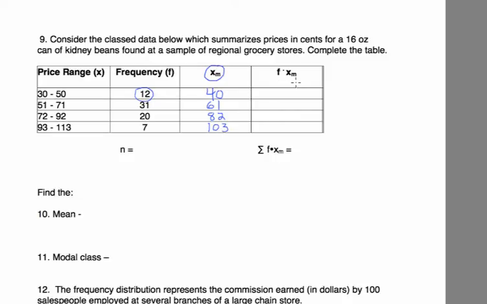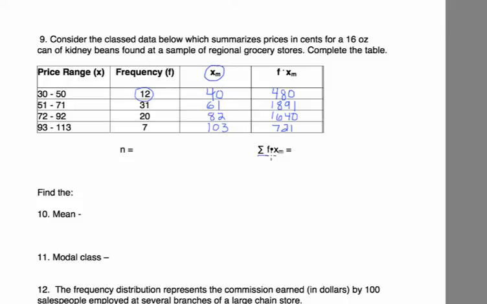Now, F times XM, the frequency times the midpoint. I'll fill those in now. Now that I've got my frequency times my midpoint, I've added up all of these 12 cans that cost 40 cents each. There's 480 cents.